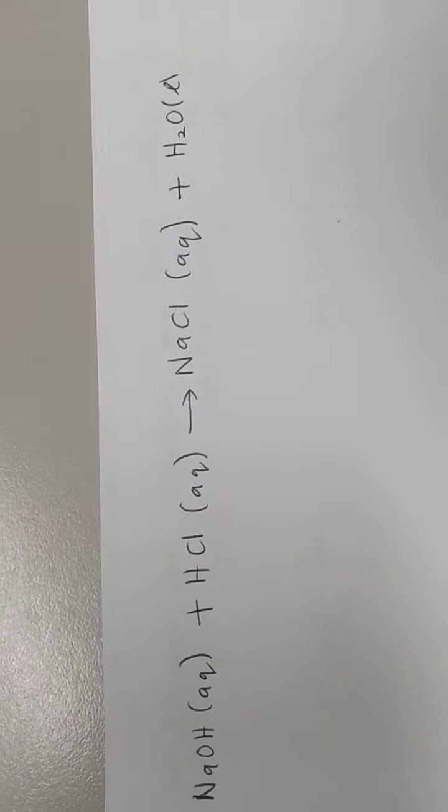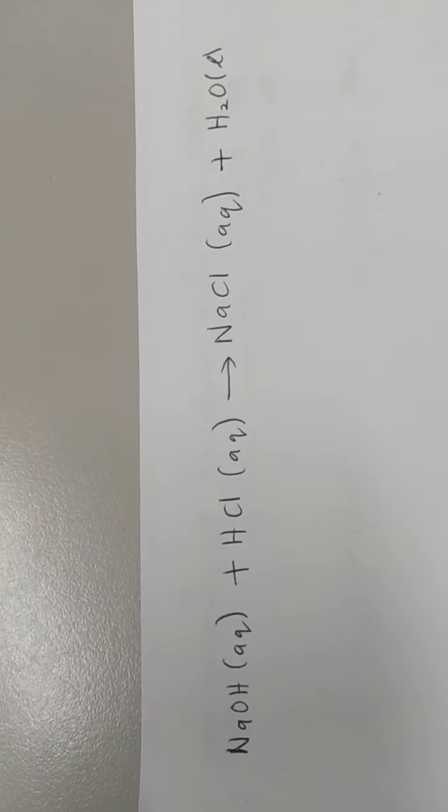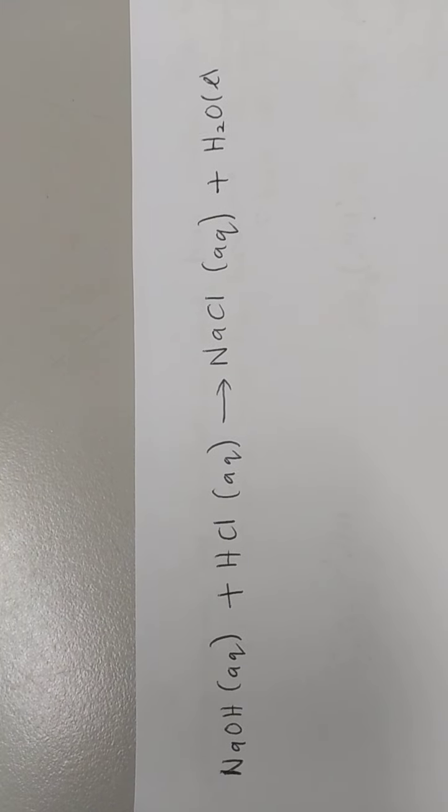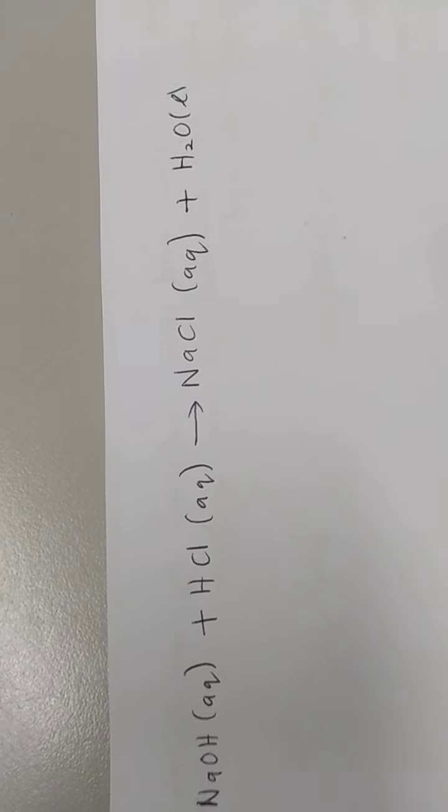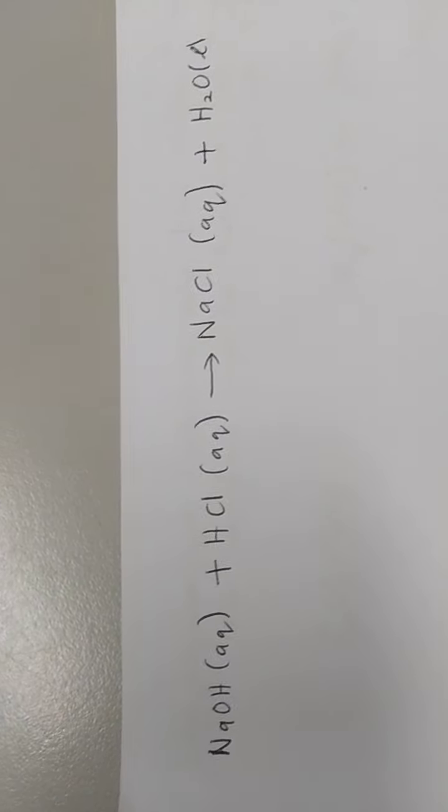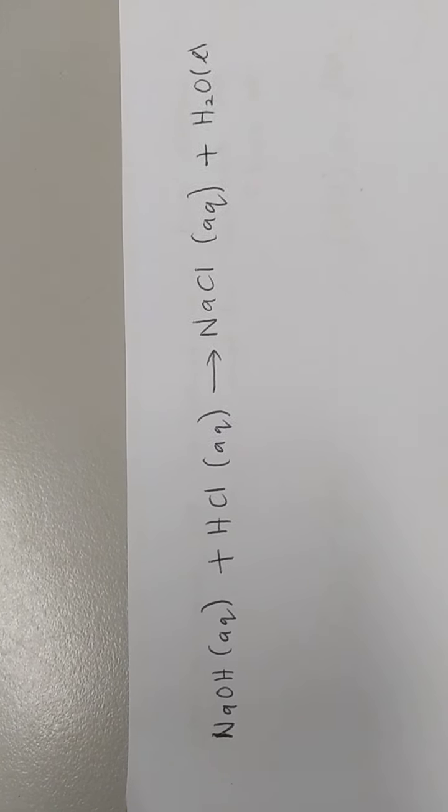Okay, in this video, we're going to look at how to write an ionic equation. An ionic equation involves the ions that are involved in the particular reaction, and then you'll also have some spectator ions, which are the ions that do not participate in the reaction.